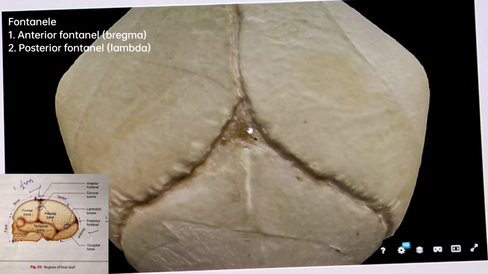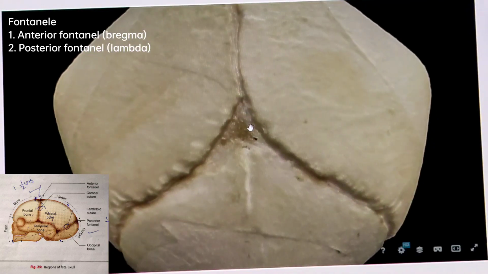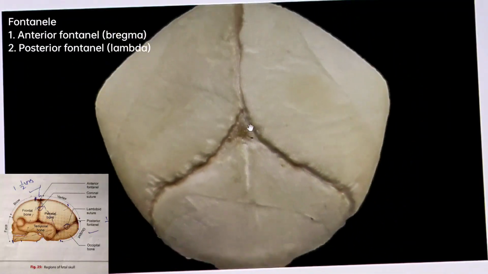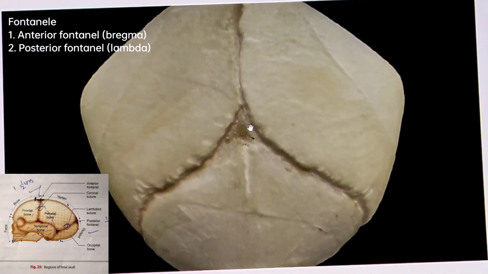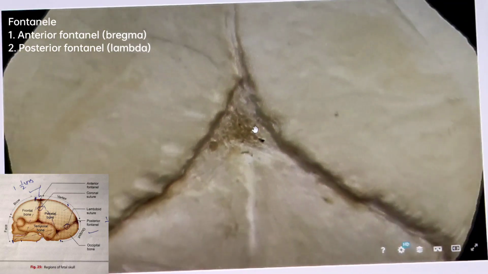It is depressed in dehydration and elevated in the case of raised pressure. So if there is dehydration in the fetus, it is depressed, and in case of raised intracranial pressure, it looks elevated. Helpful for collection of blood and exchange transfusion.